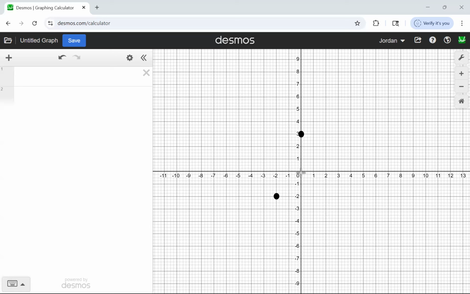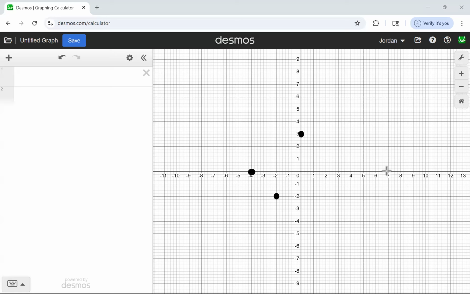The next point it asks us to graph is -4, 0. That's left 4, and then 0 up and down. So that's going to be on the x-axis. Notice that the point on the y-axis had an x value of 0, and the point on the x-axis had a y value of 0. Again, that's not in a quadrant either. -4, 0 is not in a quadrant.